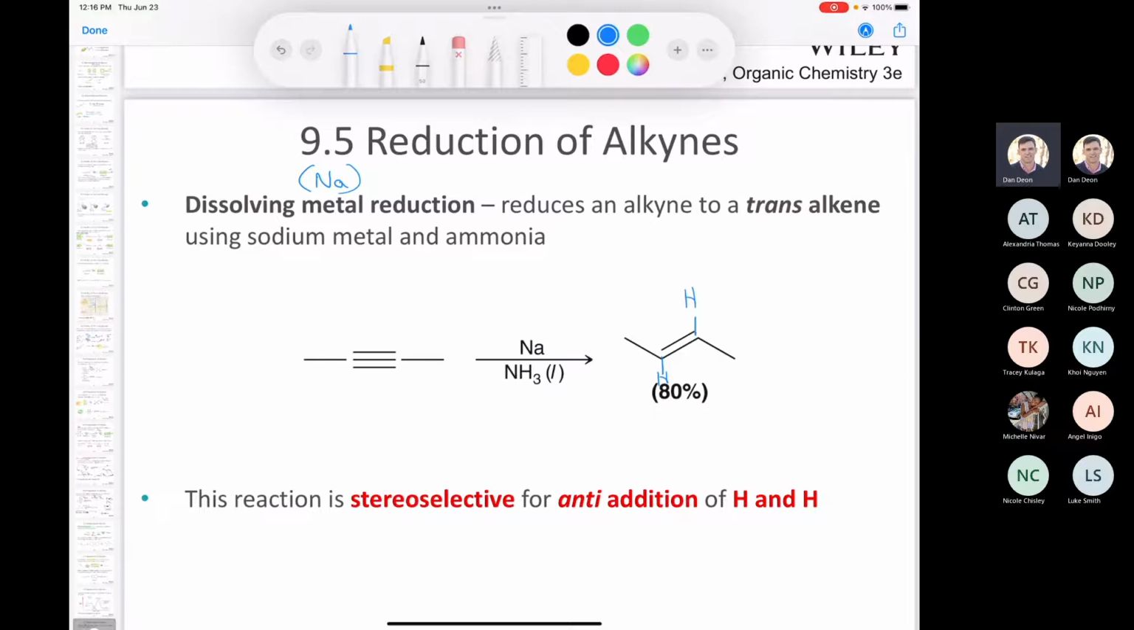Now, keep in mind that these conditions, sodium and ammonia, are not to be confused with sodium amide, NaNH2. That is a strong base that we use to deprotonate a terminal alkyne. This is used for reduction. So remember that reduction is when something gains electrons, and sodium functions as an electron donor. We know that sodium is in group 1. It has one valence electron to donate. And so that is how we end up producing the trans alkene.